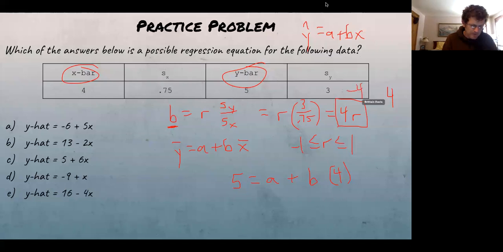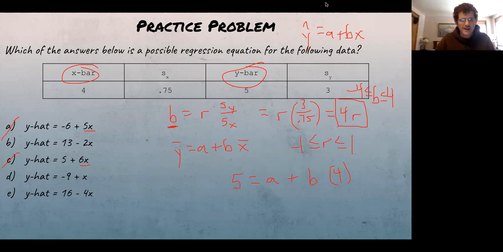So my slope has to be somewhere in that range. I can look over here and rule out any of these answers that doesn't have a slope somewhere between -4 and +4. That means this one right here and this one right here, those two will not work. Now, this -4 does technically work, even though it's highly unlikely. So now we need to figure out what we can do to find the correct one of these three.